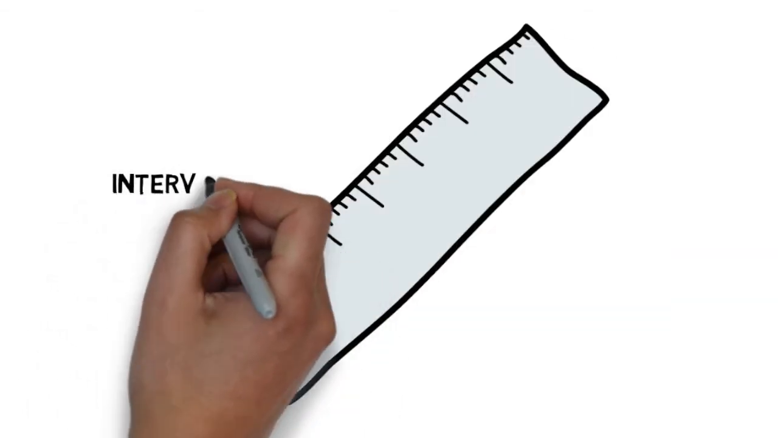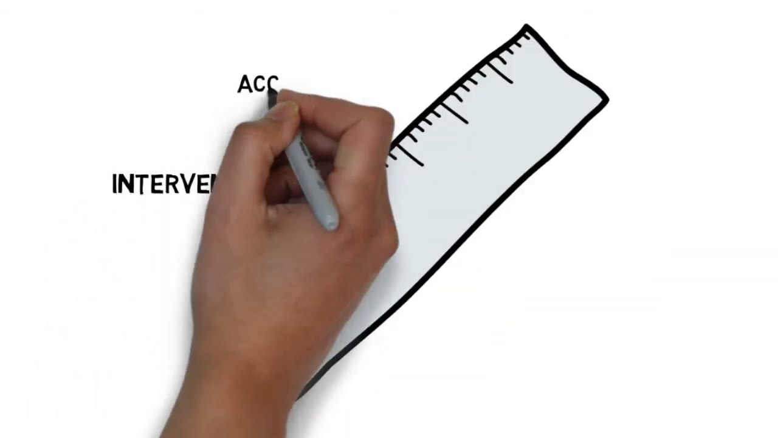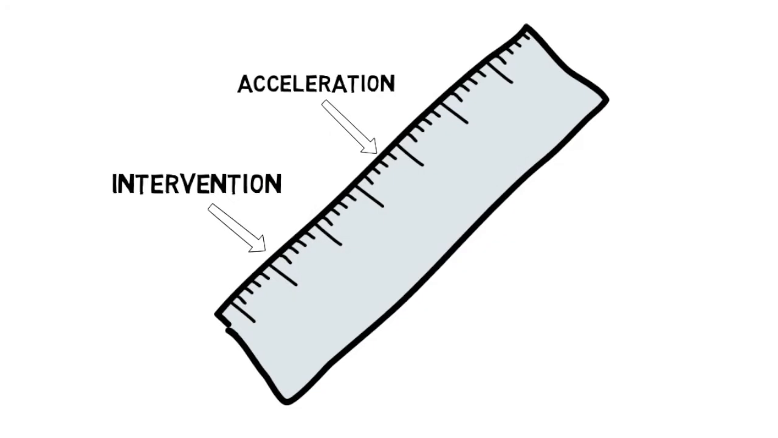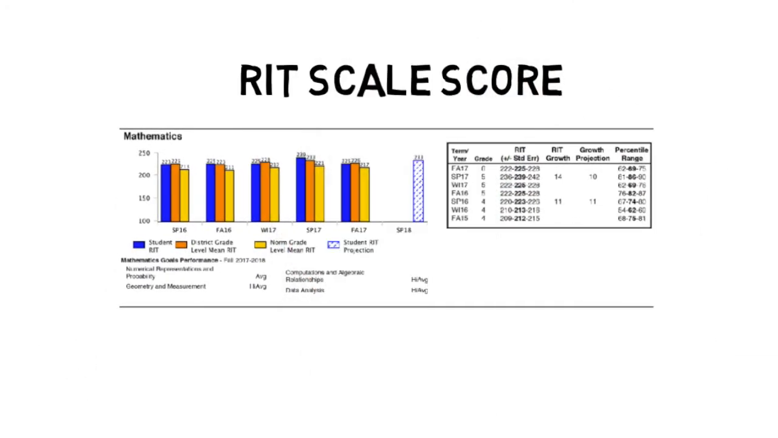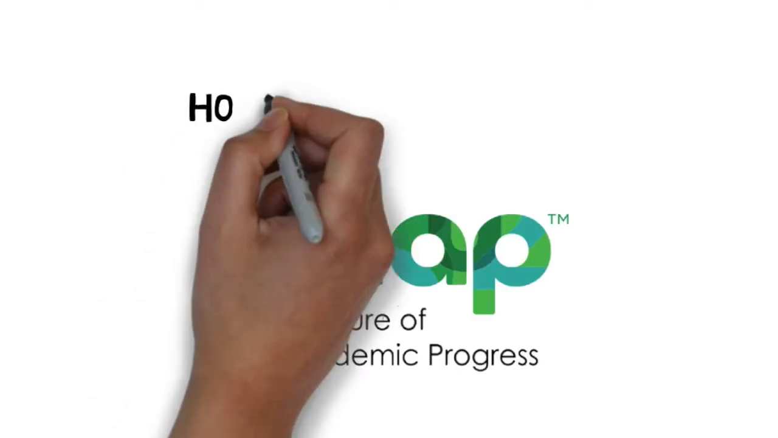So we can look at, do kids need intervention? Do they need to be accelerated? It doesn't hold them only to their grade level. It gives us a score called a RIT scale. And that RIT scale is consistent from kindergarten up through grade 12.